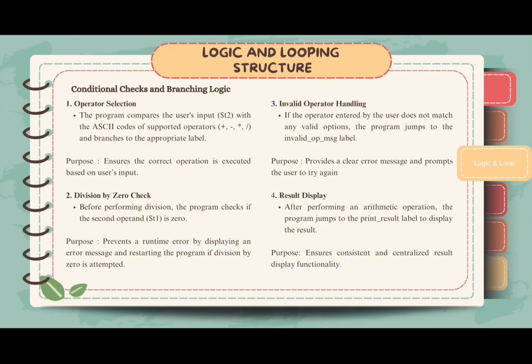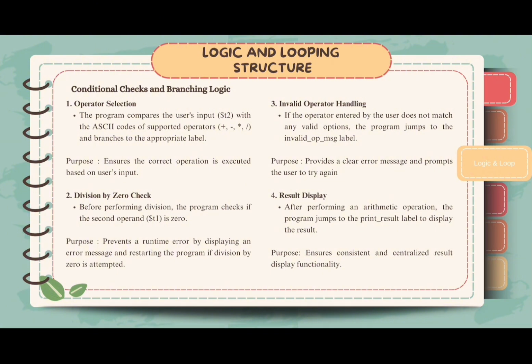For conditional checks and branching logic, first one is operator selection. The program compares the user input with the ASCII code of supported operators and branches to the appropriate label. The purpose is to ensure the correct operation is executed based on user input. Secondly, division by zero check. Before performing division, the program checks if the second operand is zero. The purpose is to prevent a runtime error by displaying an error message and restarting the program if division by zero is attempted.